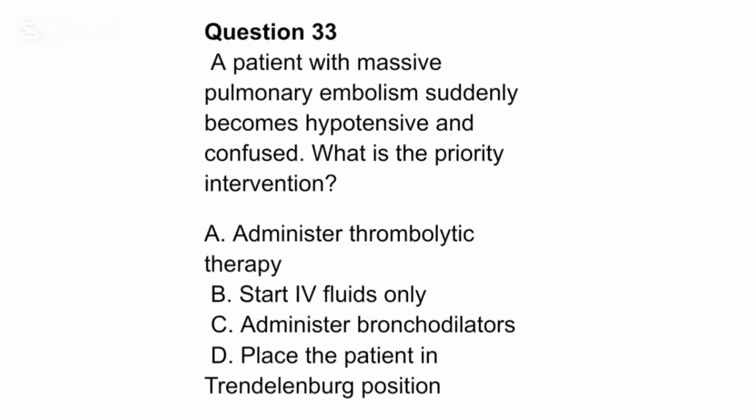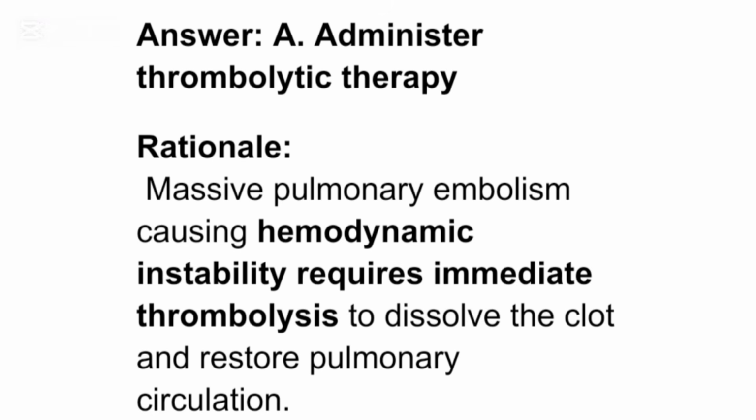Question 33. A patient with massive pulmonary embolism suddenly becomes hypotensive and confused. What is the priority intervention? A. Administer thrombolytic therapy. B. Start IV fluids only. C. Administer bronchodilators. D. Place the patient in Trendelenburg position. Answer: A. Administer thrombolytic therapy. Rationale: massive pulmonary embolism causing hemodynamic instability requires immediate thrombolysis to dissolve the clot and restore pulmonary circulation.